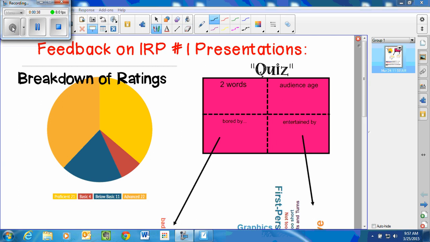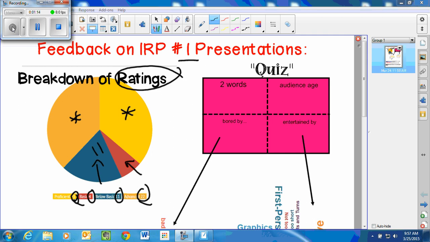When we talk about our IRP #1 presentations, here are the ratings that we came up with. Or rather, this is the total number of students who earned proficient, basic, below basic, and advanced. So if you look, most kids scored in the proficient and the advanced range, which was awesome. We had 21 kids in proficient and 22 kids in advanced. Awesome, awesome. We had about 4 kids in basic, but then we had 11 in below basic. Not that grades are everything, because they're not.